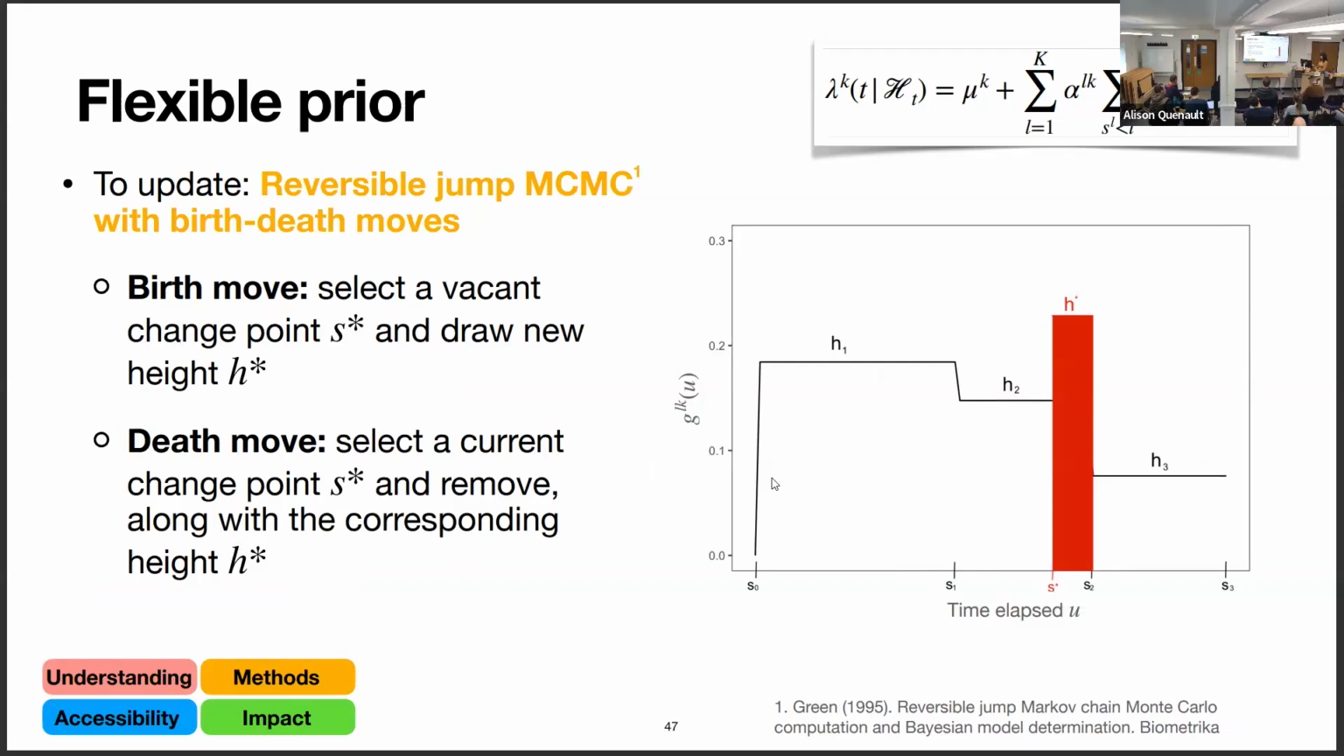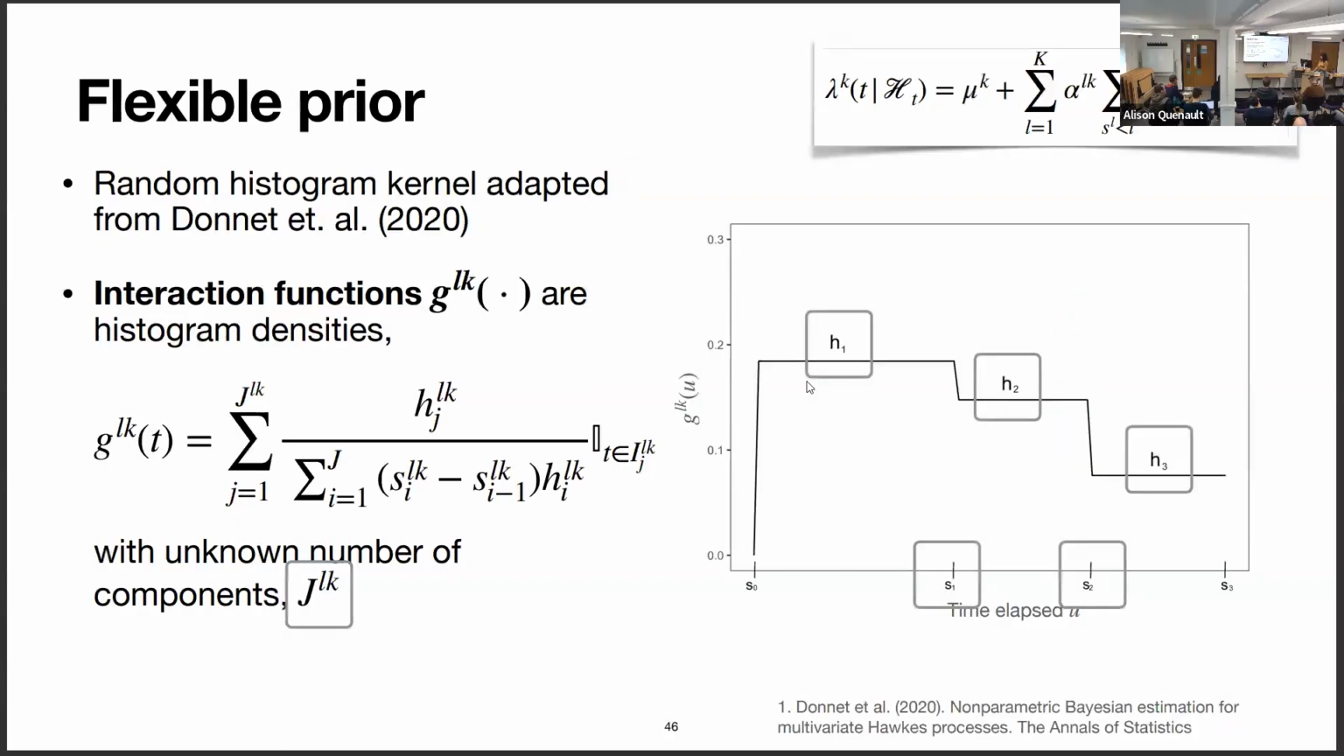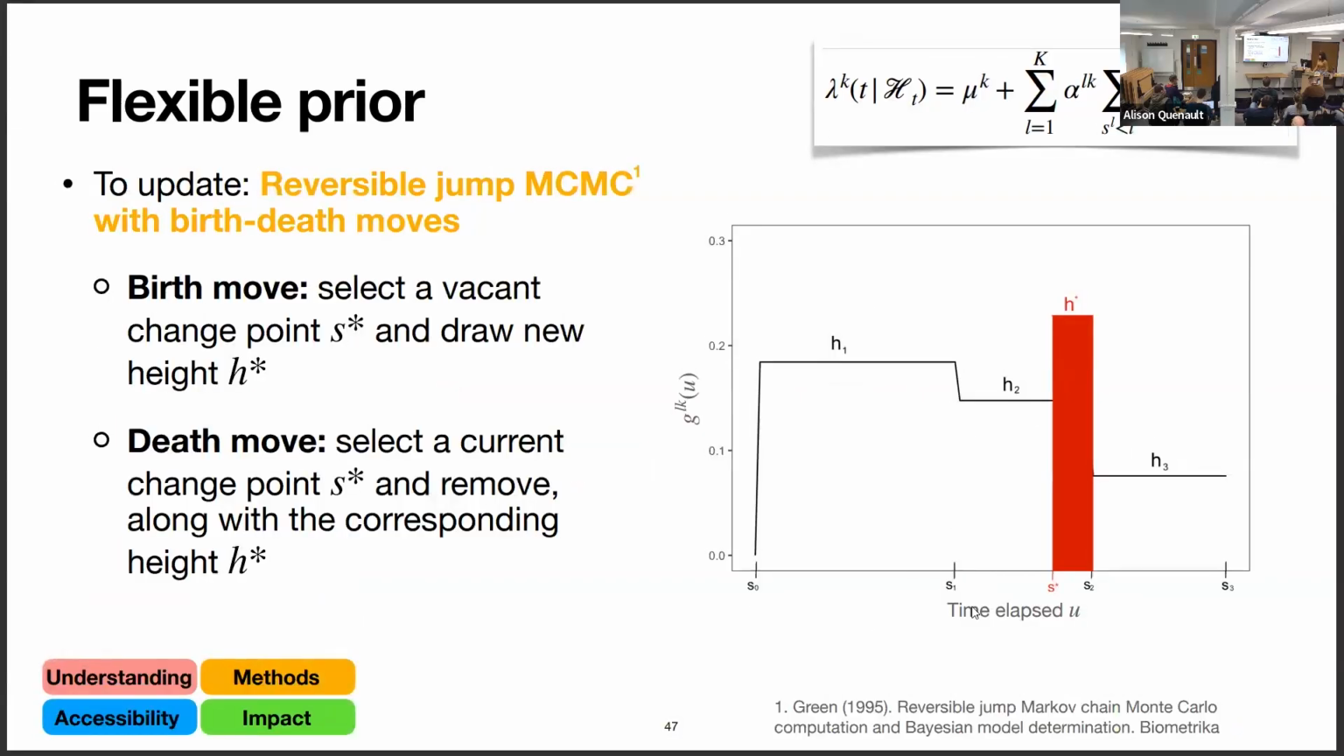So we're using reversible jump MCMC to estimate this with birth-death moves. If we start with our 3-component histogram and say we want to propose a birth move, we would then sample from the set of vacant change points. Say we choose this S star, we then generate a corresponding height for that component. And that would be a 4-component histogram, which we then accept or reject with some probability.